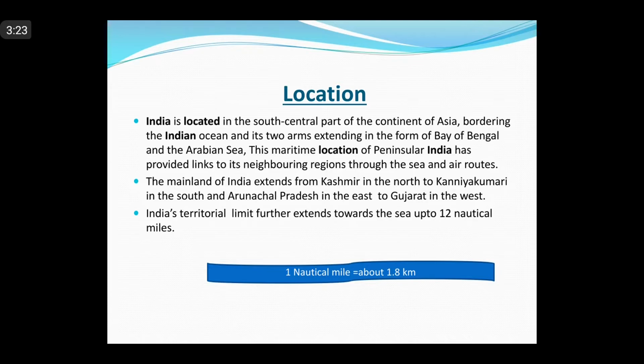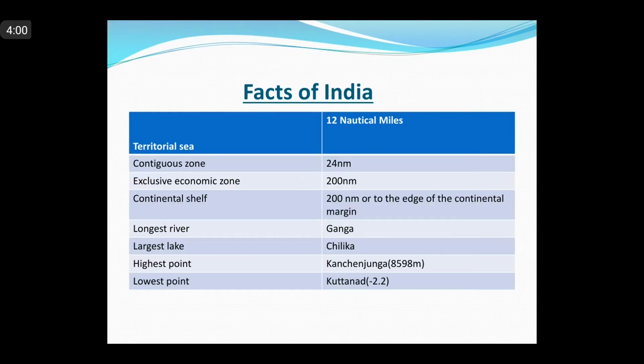I have discussed the location of India: India is located in the south central part of the continent of Asia, bordering the Indian Ocean and its two arms, the Bay of Bengal and the Arabian Sea. This maritime location of peninsular India has provided links to its neighboring regions through sea and air routes. The mainland of India extends from Kashmir in the north to Kanyakumari in the south, and Arunachal Pradesh in the east to Gujarat in the west. I must have discussed some geographical facts related to India.